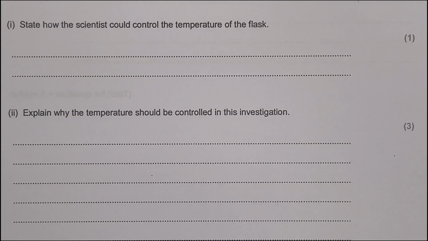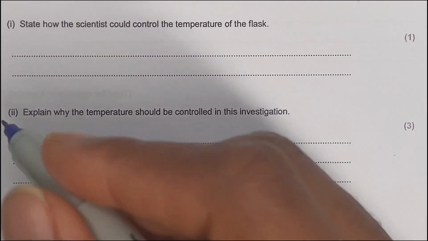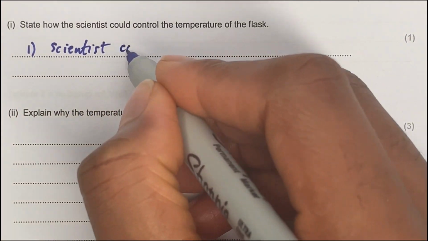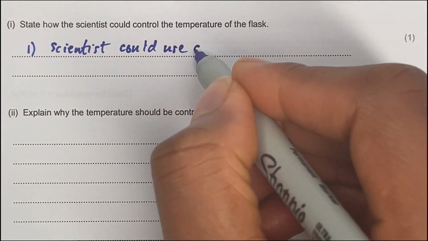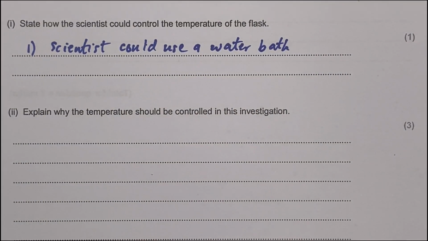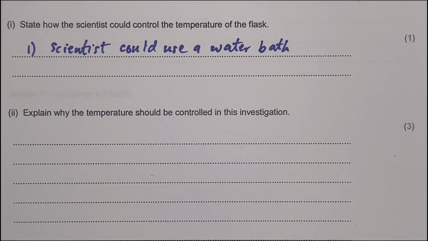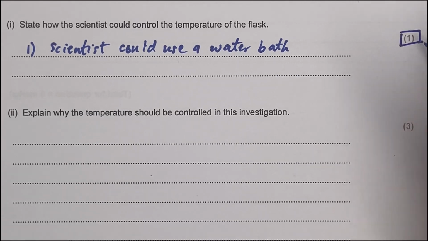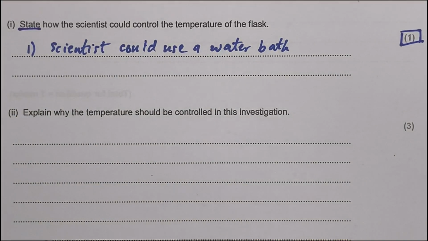The question says, state how the scientist could control the temperature of the flask. The scientist could use a water bath. Okay, so that will be my answer, because that is what I have used in school when I'm carrying out an experiment and I want to control the temperature. The easiest one to use is a water bath. That gets me 1 mark, and that also means that I've stated how.